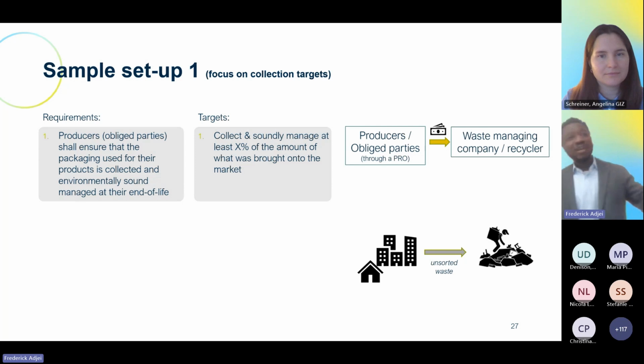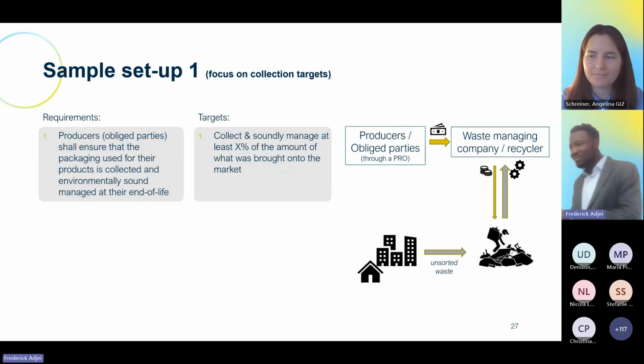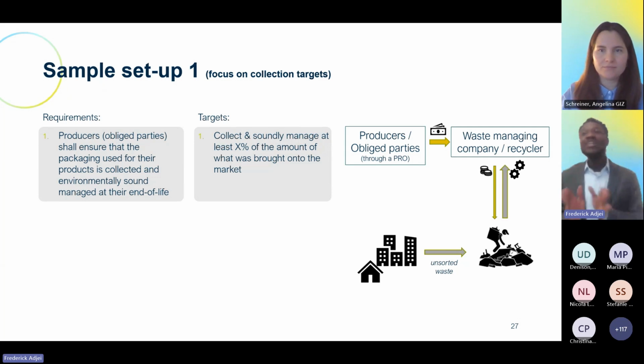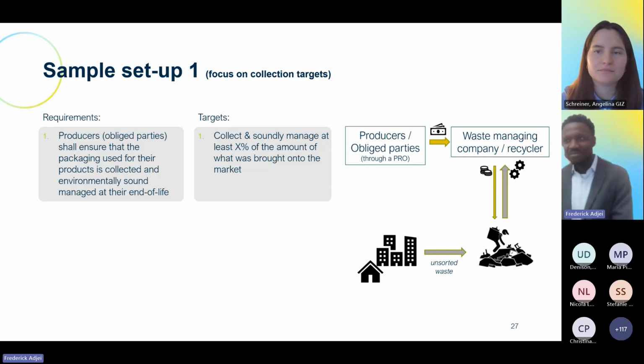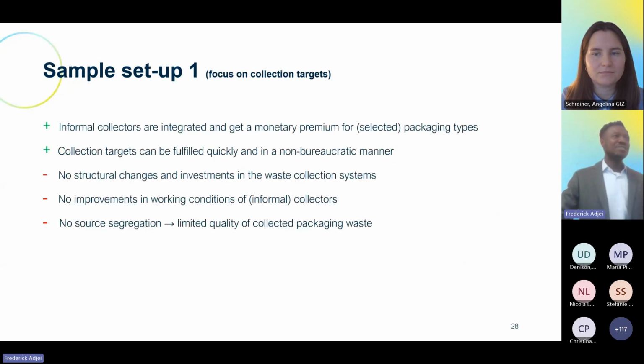Producers simply interact with waste management companies. They interact with collectors and say, okay, we need this packaging. Fair enough. Collectors are already out there. They're already picking up fractions that give them value, what they can sell off. But now they know that this packaging type attracts this kind of monetary premium. They would collect that. Absolutely. Then, of course, you have informal sector workers integrated on some level. Collection targets are quickly filled.